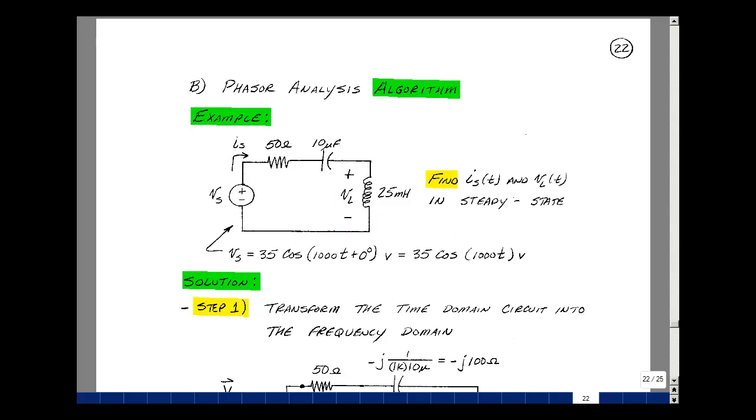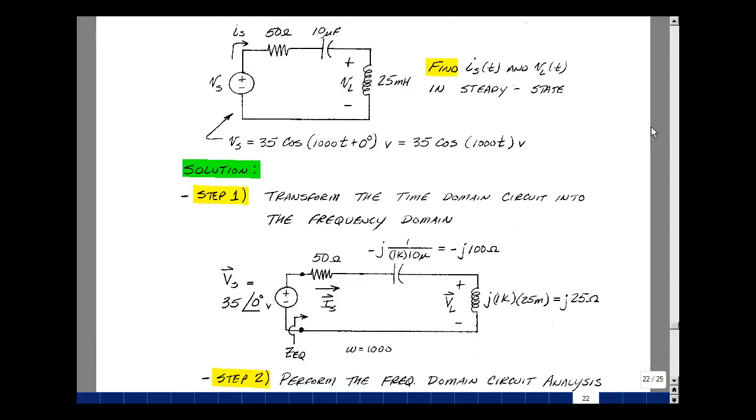Now, to do this, I'm going to introduce another algorithm. This will be three steps for analyzing AC circuits using phasors. Step one is to transform the circuit into the frequency domain. What doesn't go in the frequency domain is the frequency. Here, this is 1,000 radians per second, so I'm going to write that down underneath the schematic. My phasor representation of this is going to be the amplitude and the angle. So 35 at angle 0 volts.